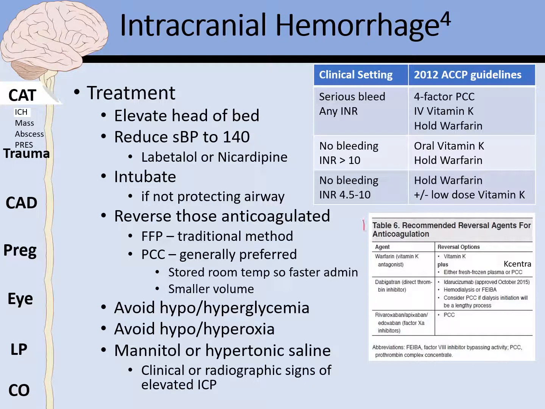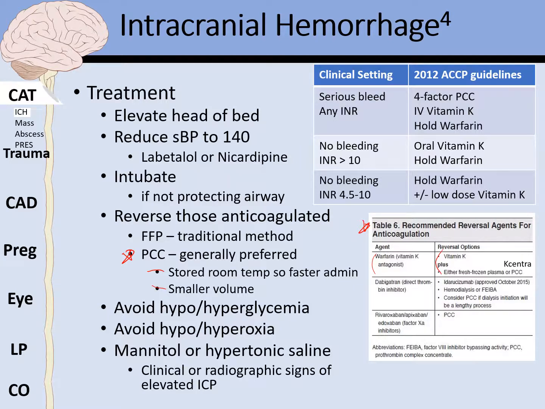Recognize that these numbered tables in my lecture are not mine. They are screenshots from EB Medicine articles. Table 6 talks about reversal agents such as vitamin K and PCC, aka Kcentra, for warfarin. PCC is preferred over FFP because it does not have to be thawed and is a smaller volume load. But if you do not have PCC, then use FFP.